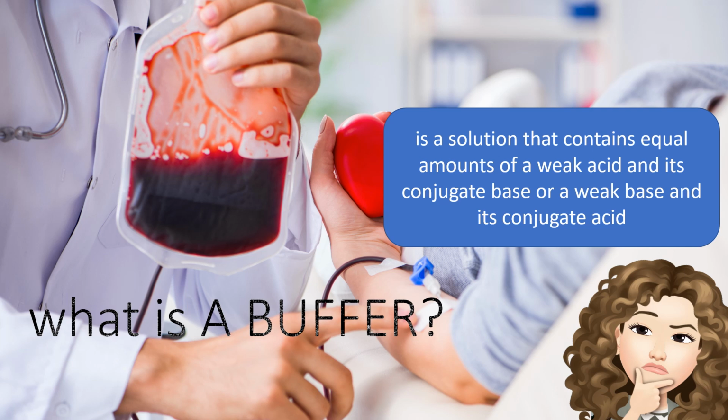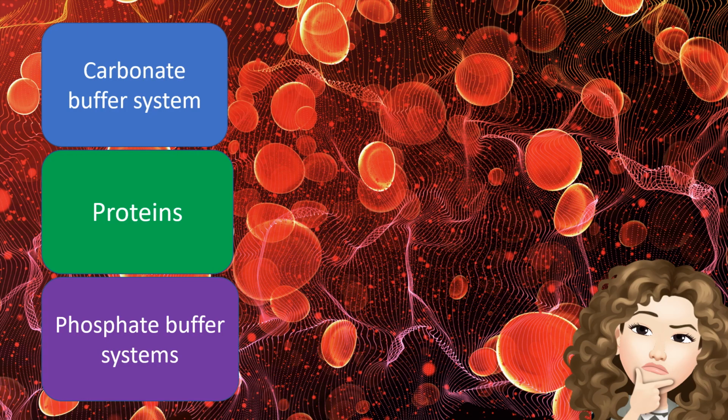Now, our blood needs to have a pH of 7.4, but we have an acceptable range of 7.35 to 7.45, and it has 3 buffer systems to help keep it maintained. So we have the carbonate buffer system, proteins can also act as buffers, and the phosphate buffer system.